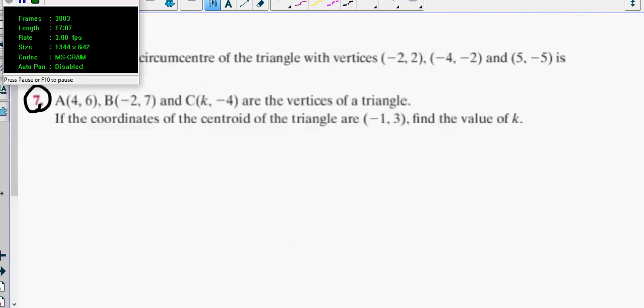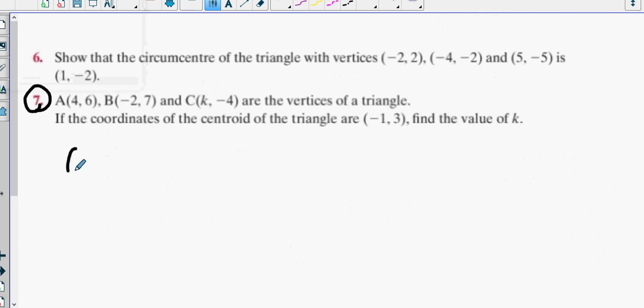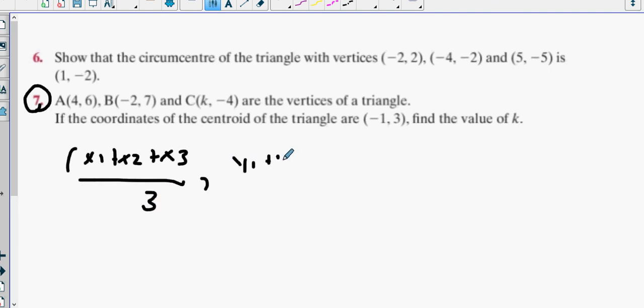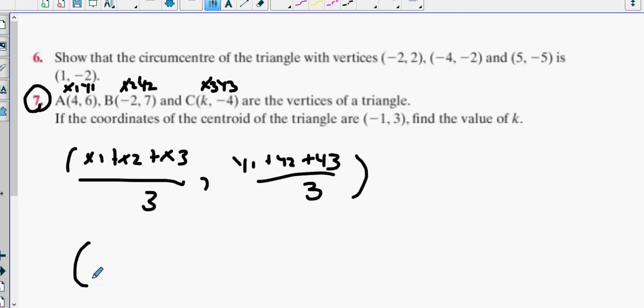The centroid formula, lads, is x1 plus x2 plus x3. Is it divided by 3 or divided by 2? 3. Then next one is y1 plus y2 plus y3 divided by 3. There's your x1, y1, there's your x2, y2, and there's your x3, y3. And then you just plug them all in. You go 4 minus 2 plus k all over 3. And then the next one is 6 plus 7, take away 4, divided by 3.